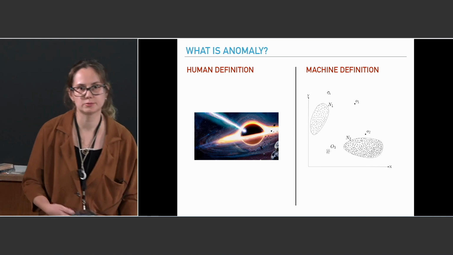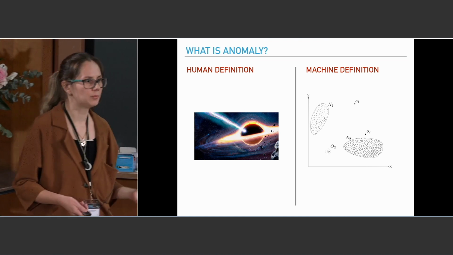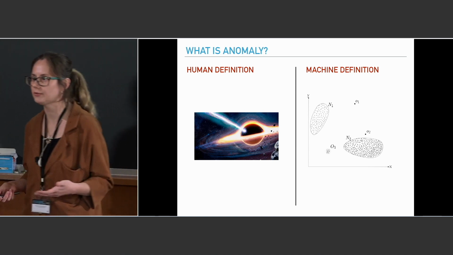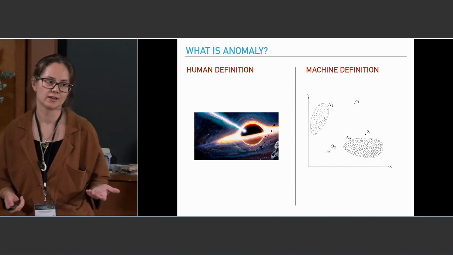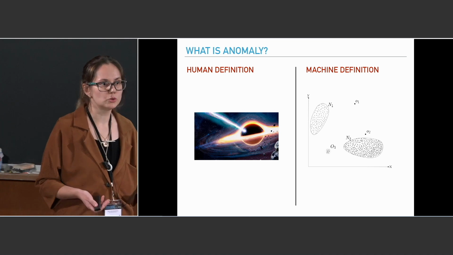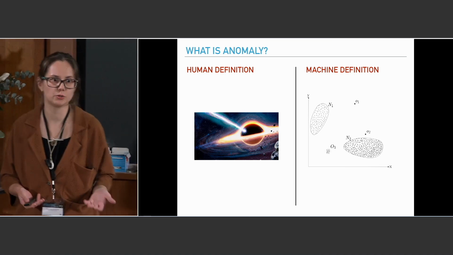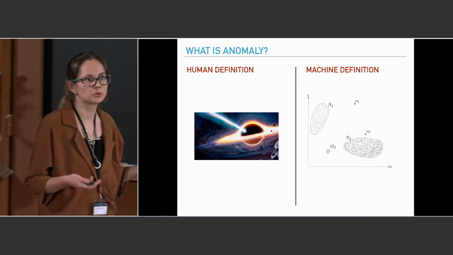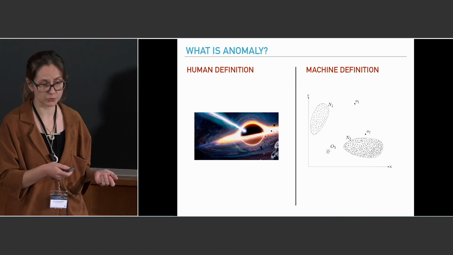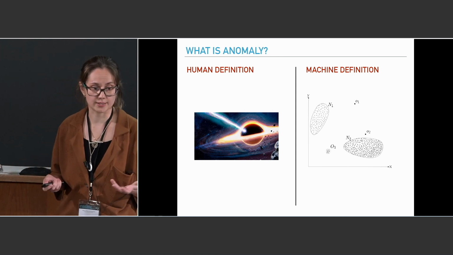The human definition is much more complicated because it really depends on your task. For example, if you are working with some catalog or database and you want to make it clean from different kinds of artifacts, an artifact can be an anomaly in your case. Or it could be something astrophysically interesting. For example, you're a supernova researcher and you are searching for a rare kind of supernova, so you could easily call them an anomaly. So the human definition really depends on your task and your expertise.